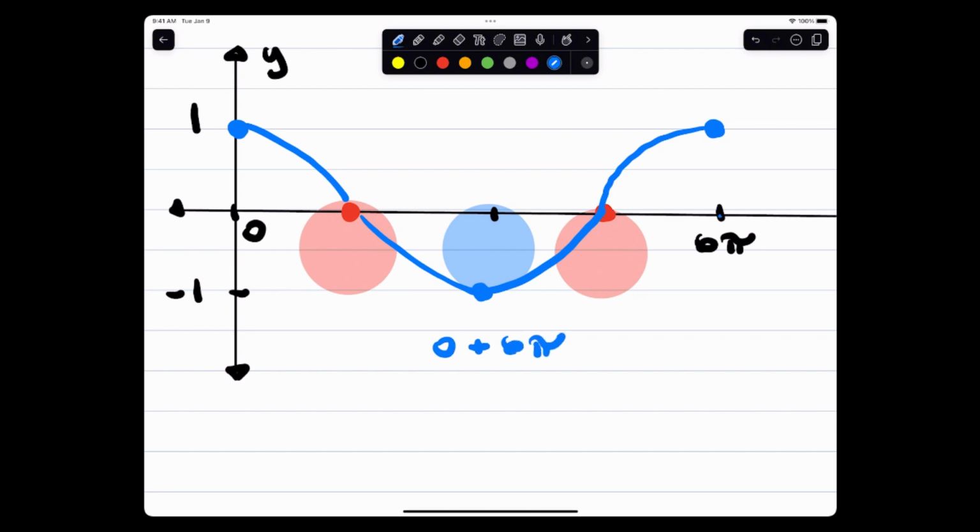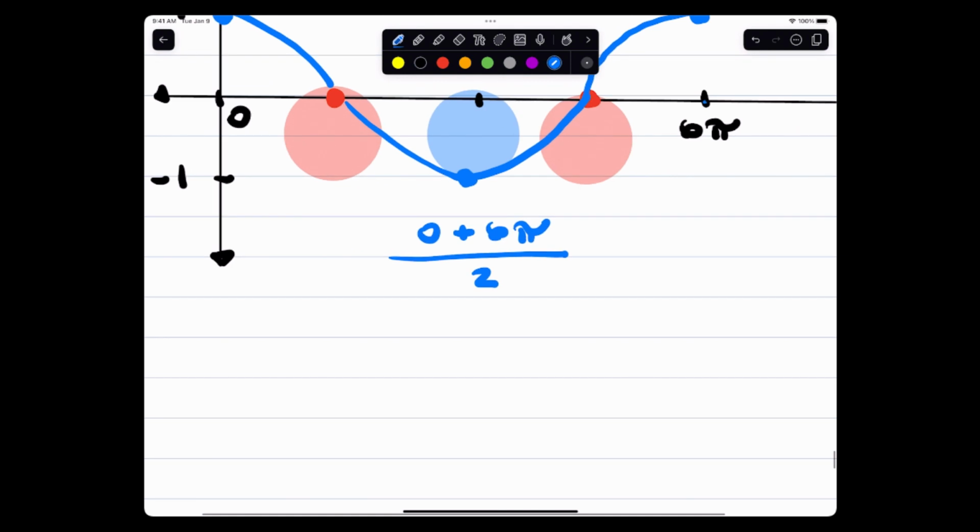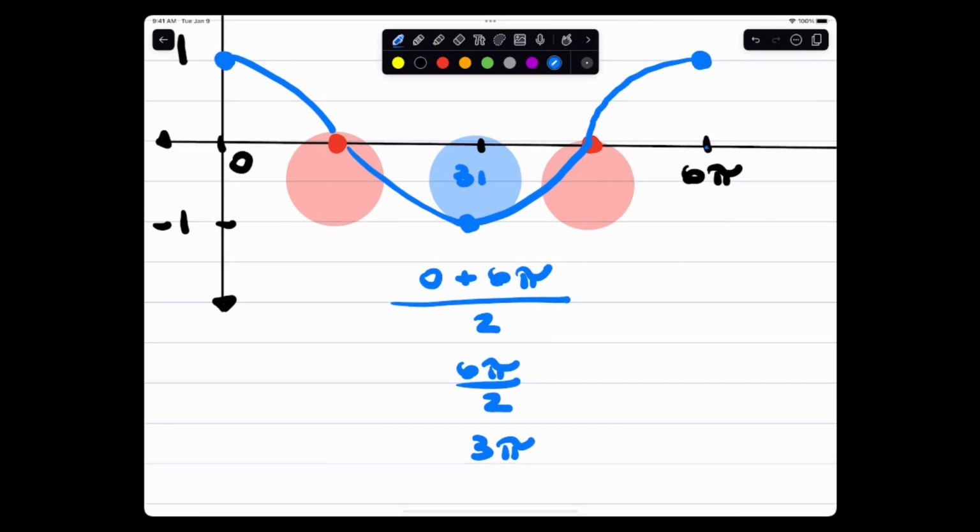0 plus 6 pi divided by 2. And what's 0 plus anything? 6 pi divided by 2 is going to be what? 3 pi. So this here is 3 pi.